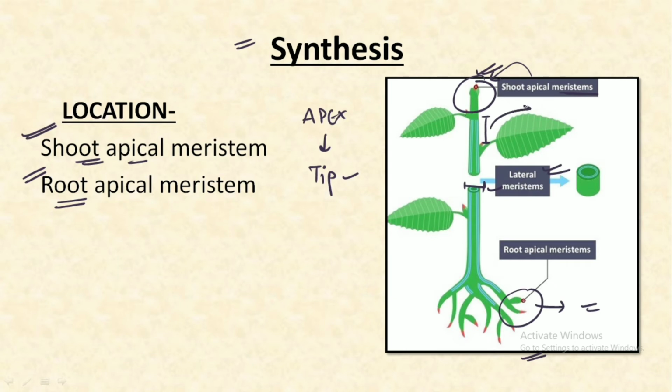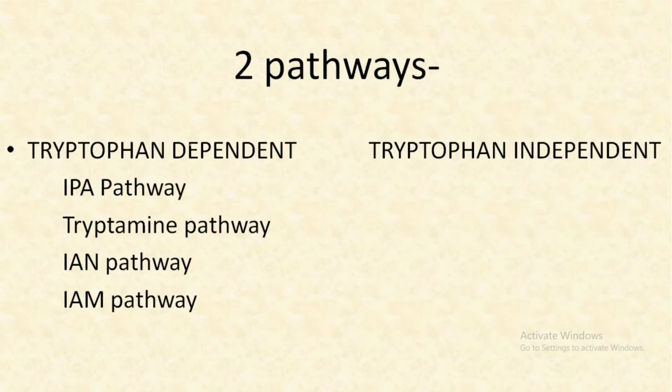So there is present the intercalary meristem, but it is not of our importance, it is just to have additional information. So let's understand about the pathways. We have mainly two pathways by which the auxin is produced or synthesized in the plants. One is the tryptophan dependent and the second one is the tryptophan independent.